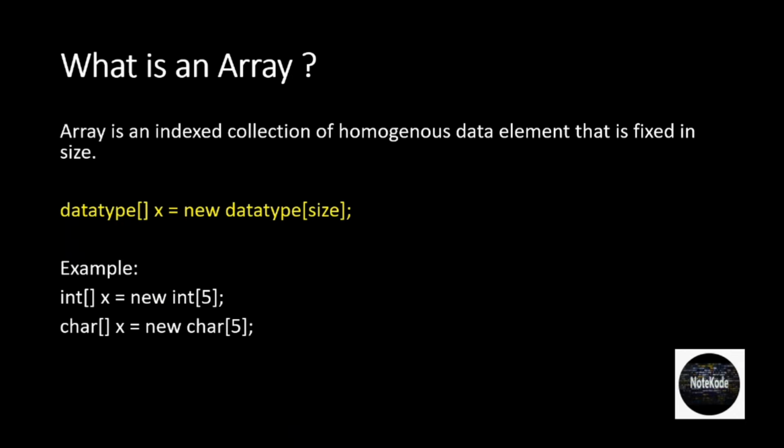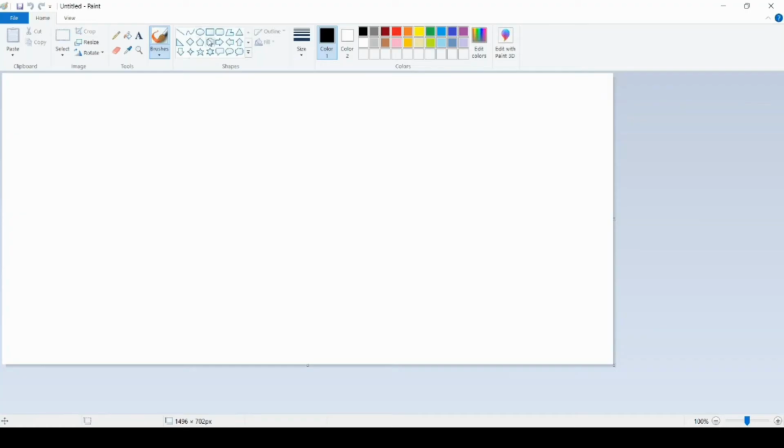Here you observe, while creating the array, we use the new keyword. In Java, the new keyword is used for object creation. It means a Java array is also an object. Point to note, Java array is an object. Here I am creating an array of size 5.